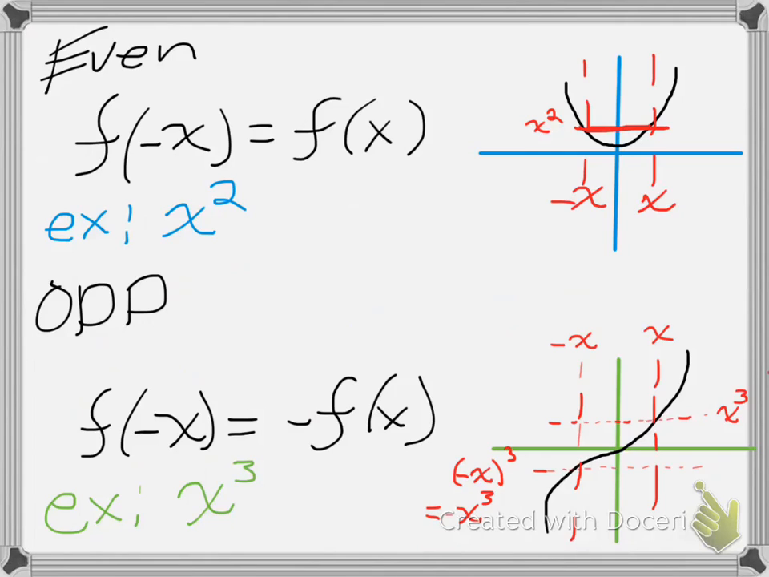Alright, so one thing that I want to point out is that it kind of makes sense that they're called even and odd, because this is going to be true for all even exponents, and this will be true for all odd exponents, if that's the only term. If you have a bunch of other stuff here, then it screws it up.